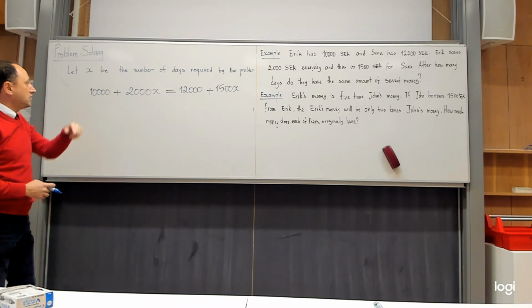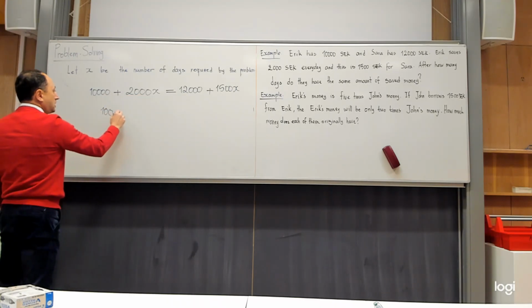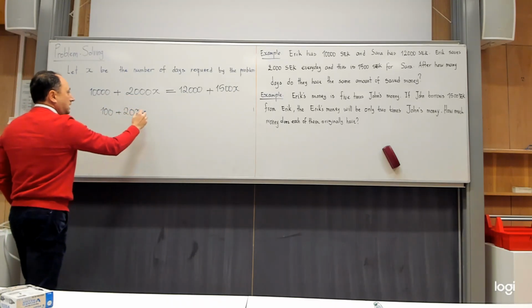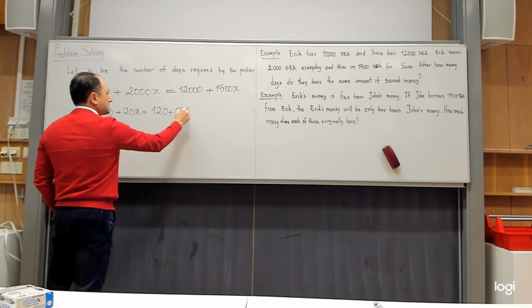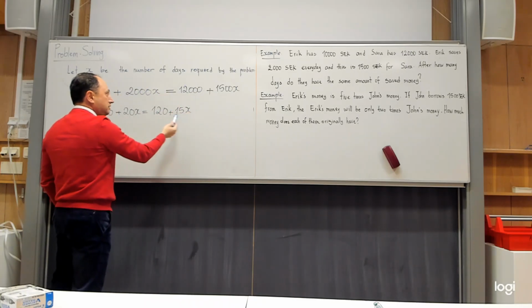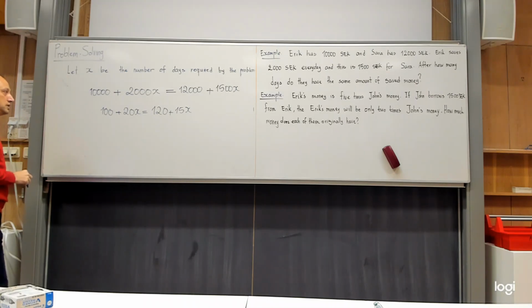So here I divide everything by 100. This becomes 100. This becomes only 20x. And then this becomes 120. And then this becomes 15x. This problem is not hard. Even if you don't do this, it doesn't matter. But I think it's better to get used to this way of thinking.